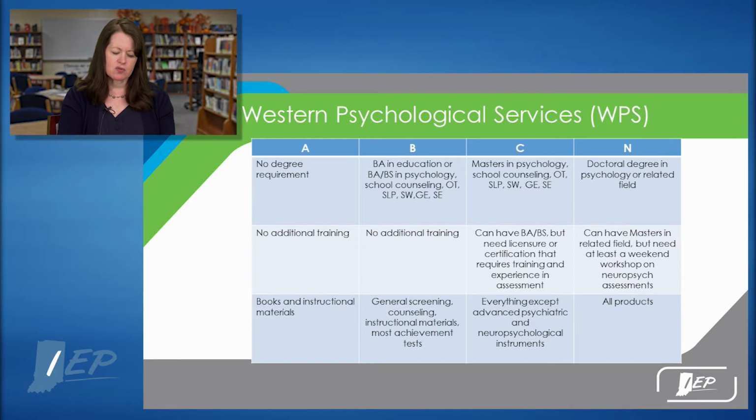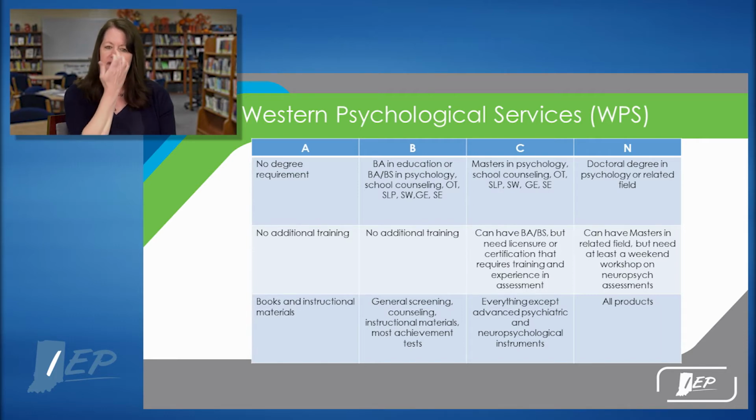C-level assessments through Western include pretty much everything else except for some of the neuropsychological instruments. They bump up to that next level, as well as any advanced psychiatric kinds of assessments, which typically none of us are going to give anyway, so we wouldn't need to have access to them. And then their next level is an N level. Don't know why we don't have a D, but we moved to N.